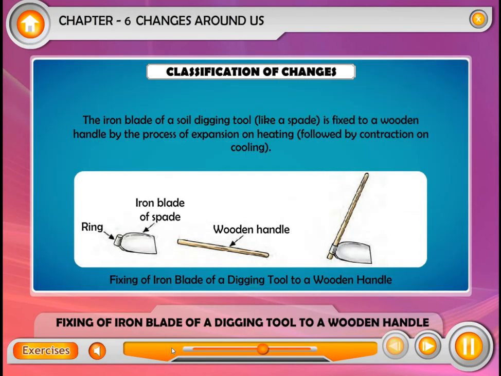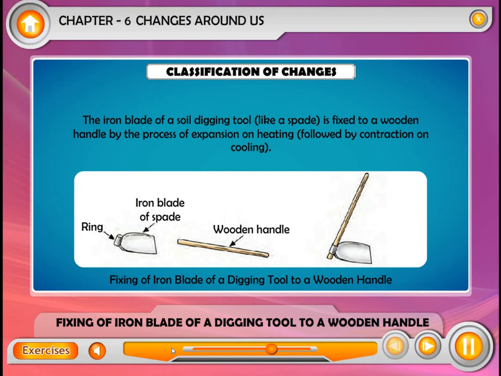2. Fixing of iron blade of a digging tool to a wooden handle. The iron blade of a soil digging tool, like a spade, is fixed to a wooden handle by the process of expansion on heating, followed by contraction on cooling. This is done as follows. The iron blade of the spade has a ring in which the wooden handle is to be fixed. The iron ring of the spade blade is made slightly smaller than the thickness of the wooden handle which is to be fixed in it.